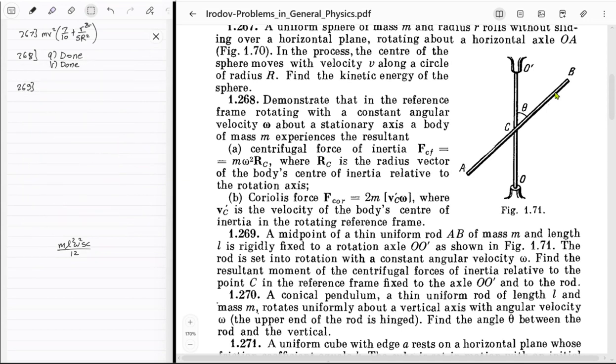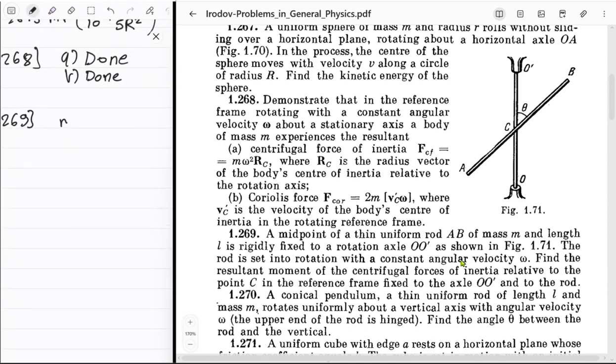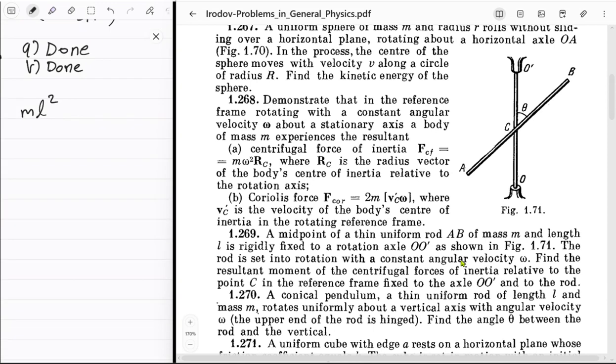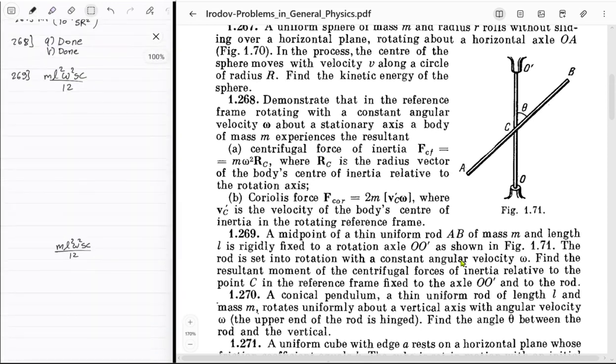Oh, but in that case, then there's also Coriolis force, isn't it? Because there is a Coriolis force, because this guy's r value is actually changing as this moves. That's not nice. Fine, whatever. So you got this as a thing. m L squared omega squared sine cosine upon 12. Next question, 270.